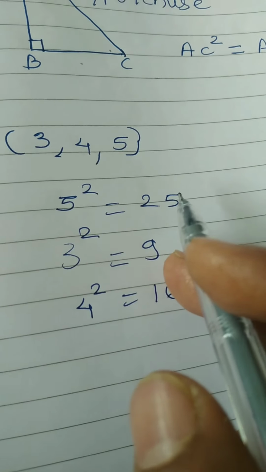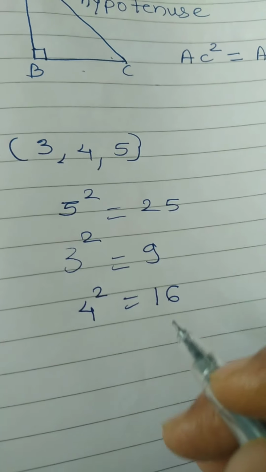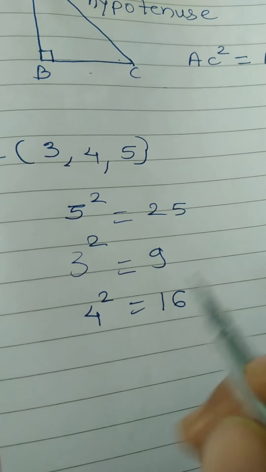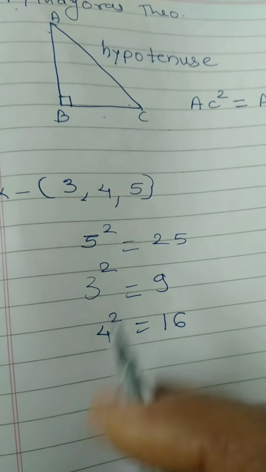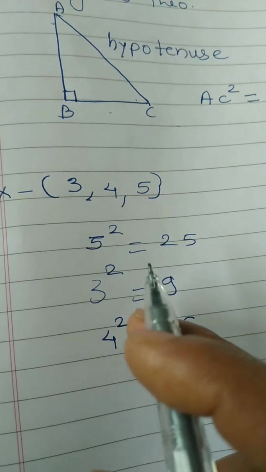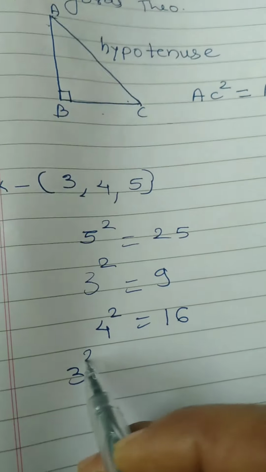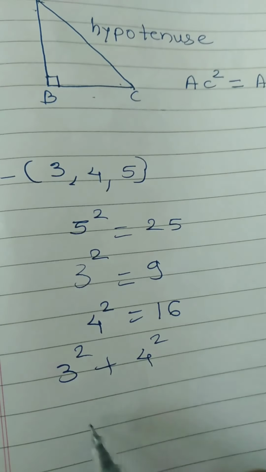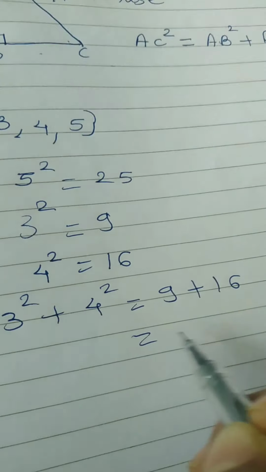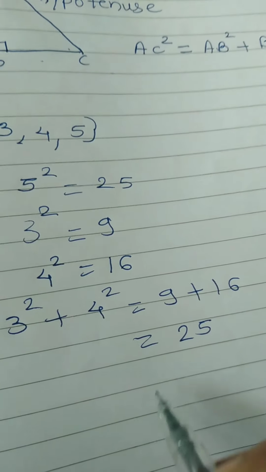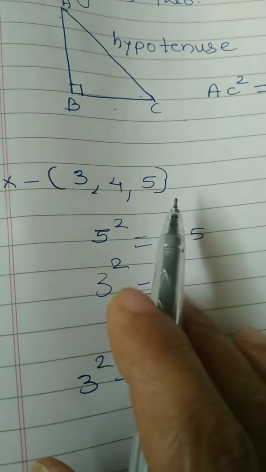If the square of this largest number is equal to the sum of the squares of the remaining two numbers, then this is a Pythagorean triplet. So we will check whether this sum is equal to this number or not. 3 square plus 4 square is equal to 9 plus 16 is equal to 25. That is 5 square. Means this is a Pythagorean triplet.